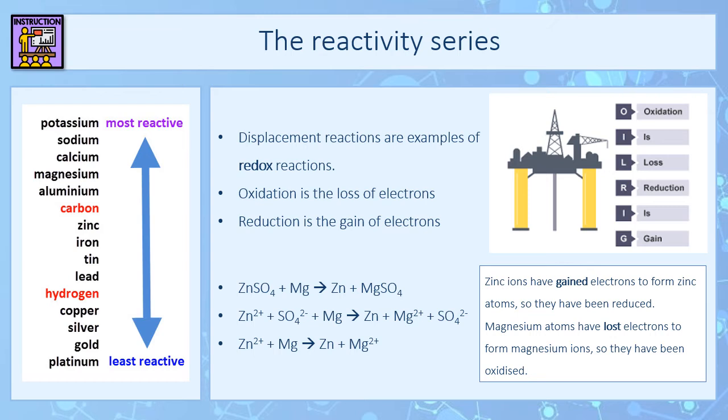My magnesium atoms have lost electrons to form magnesium ions in this reaction. You can see it's Mg on the left-hand side of the arrow and Mg2+ on the right-hand side. So that process involves a loss of electrons, so we know that the magnesium has been oxidized.